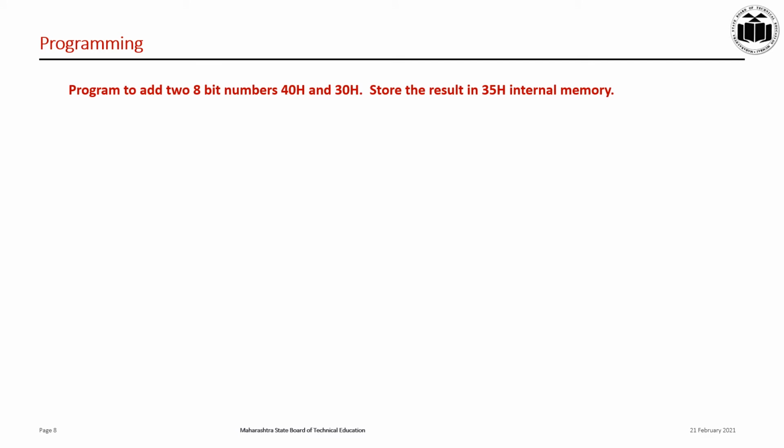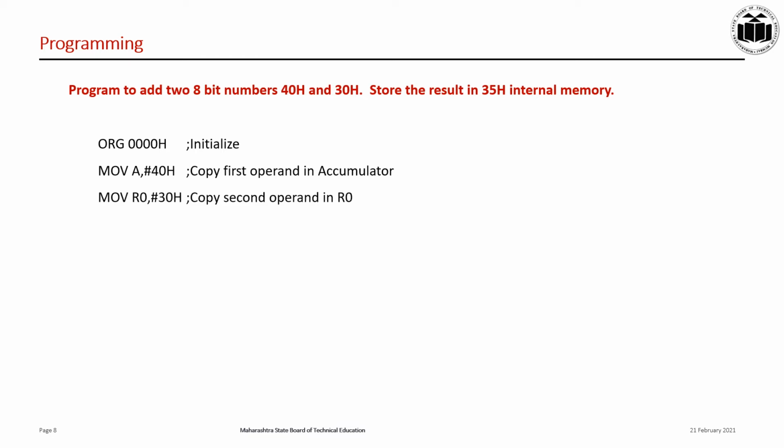Next program is to add two 8-bit numbers 40H and 30H and store the result in 35H internal memory location. ORG 0000H to initialize starting memory address. MOV A, #40H. This will copy the immediate data in accumulator. MOV R0, #30H. This will copy the immediate data 30H into register R0. Addition of 40H and 30H is done by using instruction ADD A, R0.